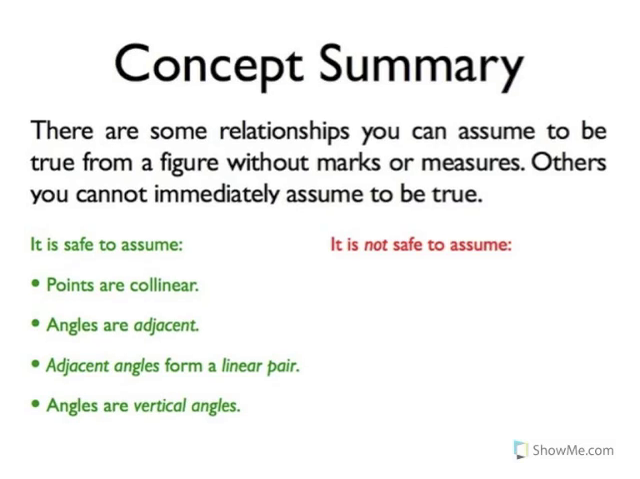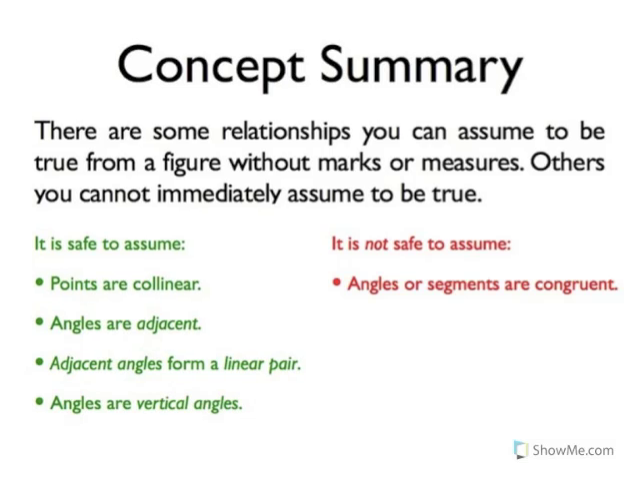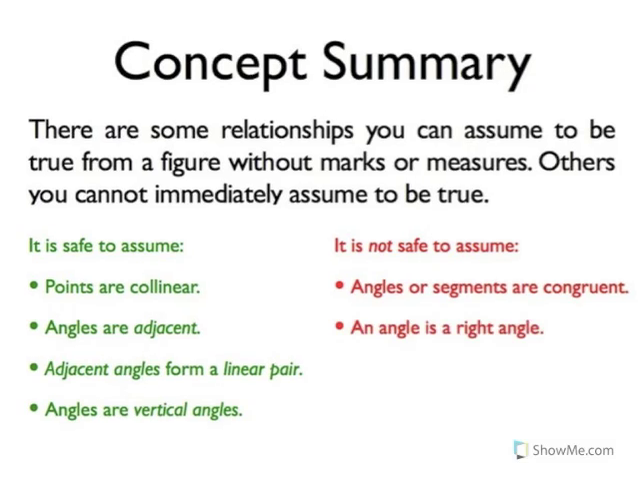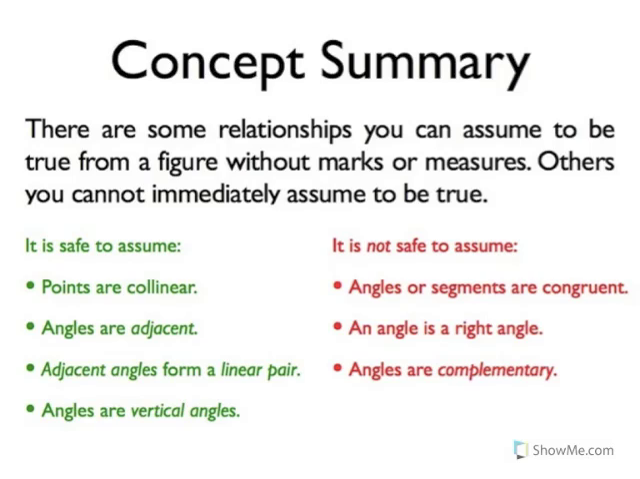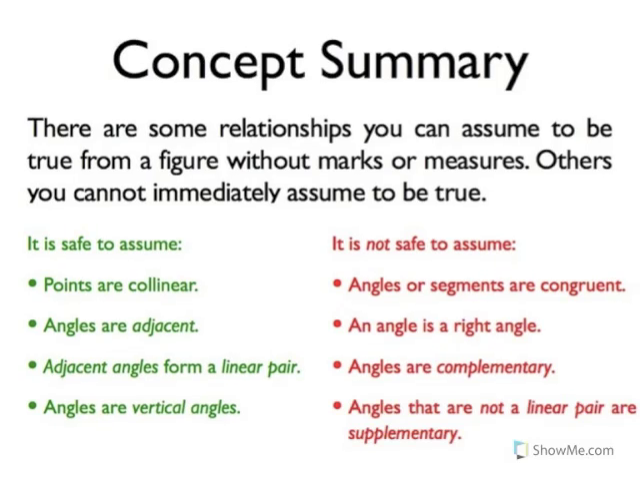Now let's talk about some things that are not safe to assume. It is not safe to assume that angles or segments that have not been marked are congruent. It is definitely not safe to assume that an angle is a right angle. It must be marked. Do not assume that angles are complementary. And finally, angles that are not a linear pair should not be assumed supplementary. Hopefully this list will guide you through the next set of problems.